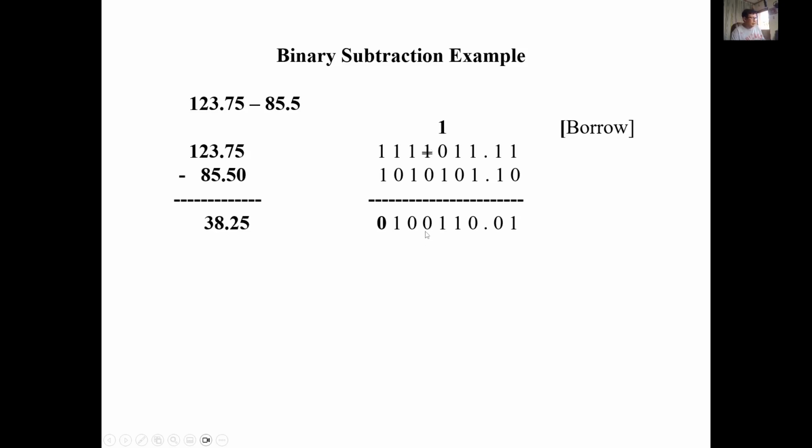So that 0 minus 0 is 0. 1 minus 1 is 0. And 1 minus 0 is 1. And 1 minus 1 is 0. So if you convert this, it is 38.25 because the 0.01 is a 1/4. And we have a 1, this 2 plus 4, which will give you 6. 6, 8, 16, this 1, 2, 4, 8, 16, 32. So 32 plus 6 is 38, plus the 0.25, you will have 38.25.